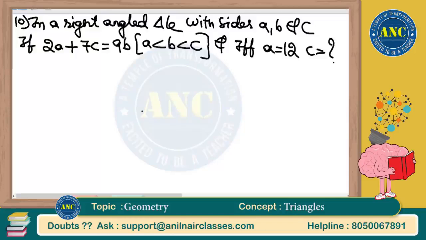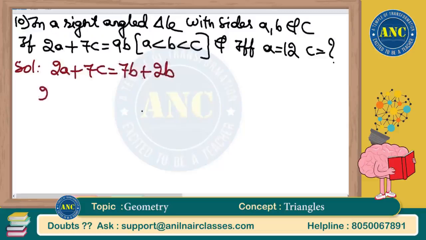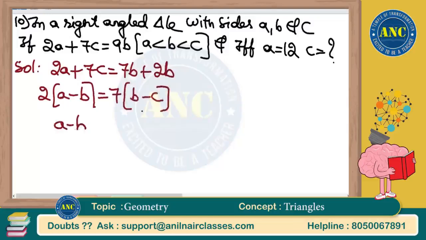Beautiful question, sir. In a right-angled triangle with the sides A, B, C, if 2A plus 7C is 9B, A less than B less than C, and if A is equivalent to 12, C is equivalent to how much? Solution. 2A plus 7C equals 7B plus 2B. So 2 into (A minus B) is nothing but 7 into (B minus C). (A minus B) by (B minus C) is 7 by 2.